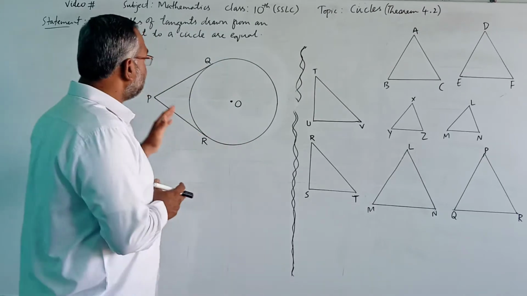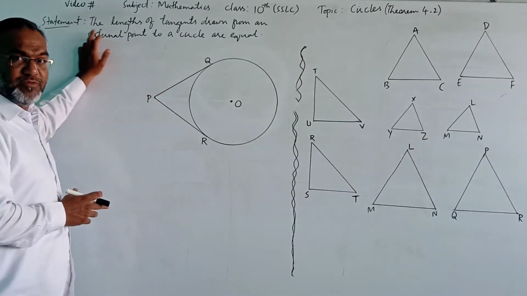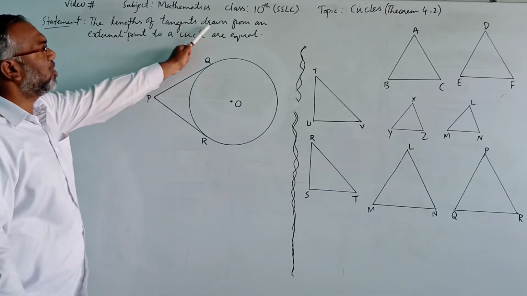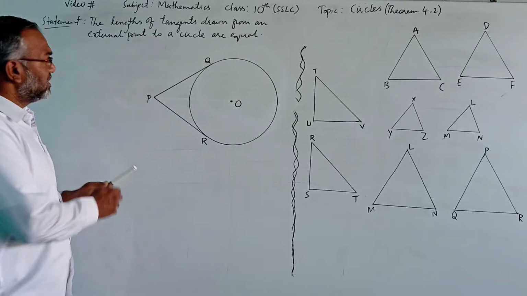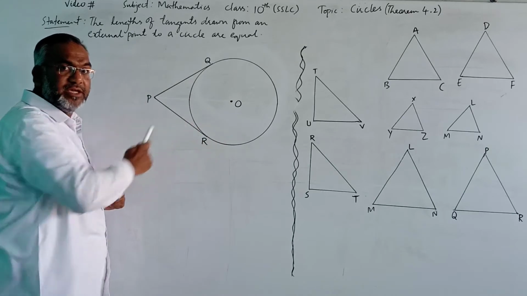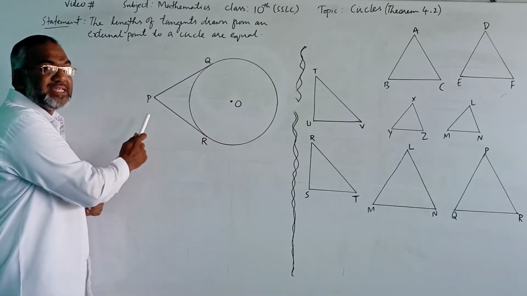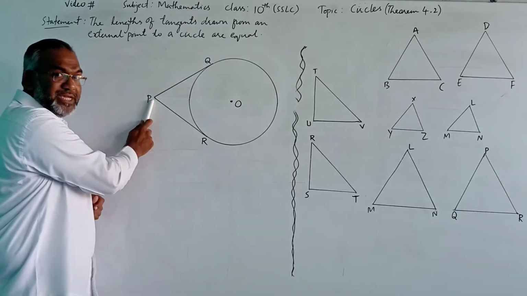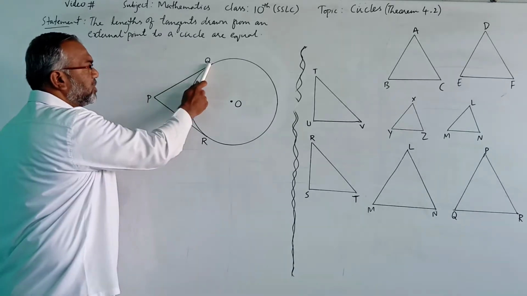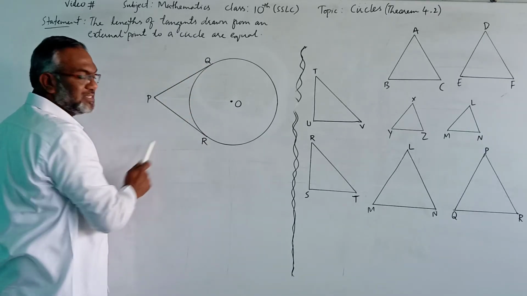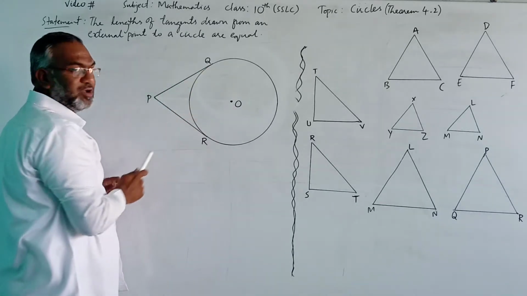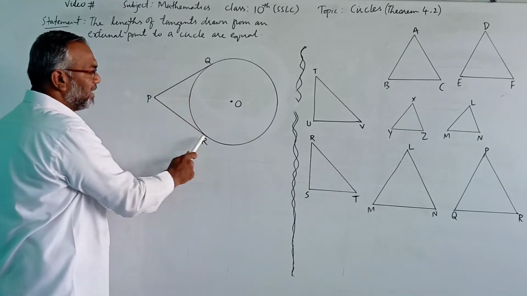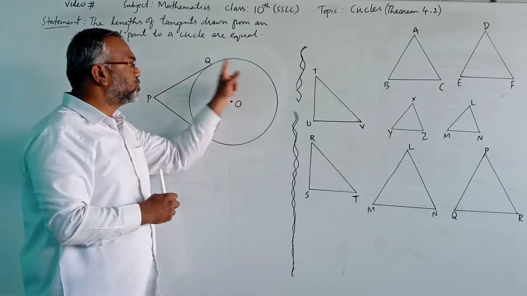This theorem states, the statement of the theorem is, the lengths of tangents drawn from an external point. Lengths of tangents. As you can see in the figure, two tangents are drawn to this circle with center O from an external point P. PQ is one tangent and PR is another tangent. Q is the point of contact here and R is the point of contact here. So PQ and PR are two tangents to this circle.